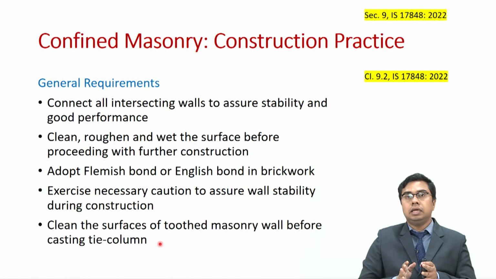So, summarizing, in today's class we have discussed ductile detailing of tie beams, tie columns and tie joints, and also we have looked into some good construction practices related to confined masonry buildings. In the next class, we will look into the design procedure for confined masonry buildings as per IS 17848 2022.